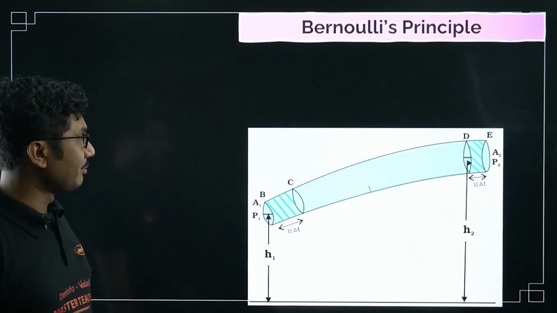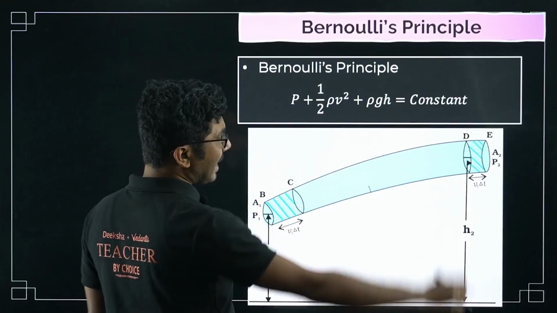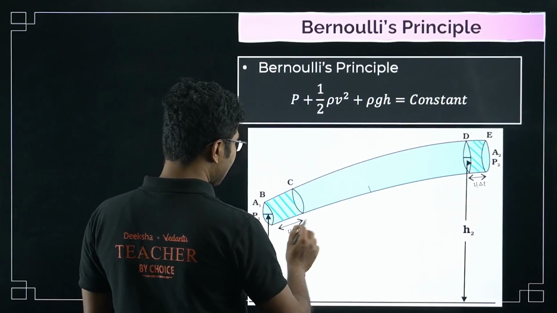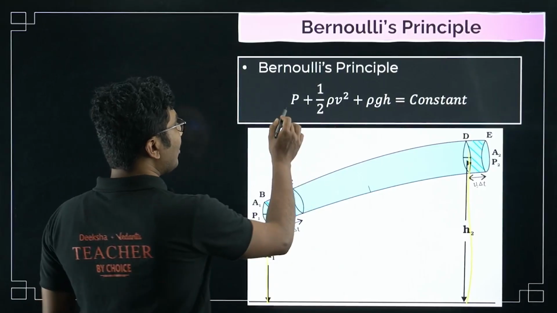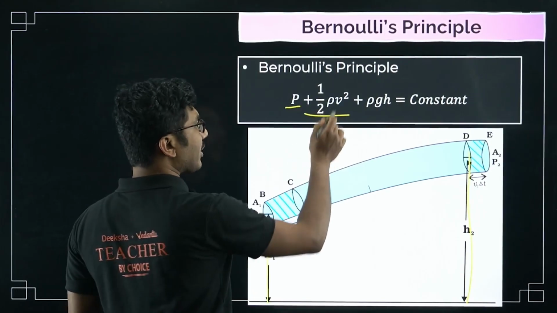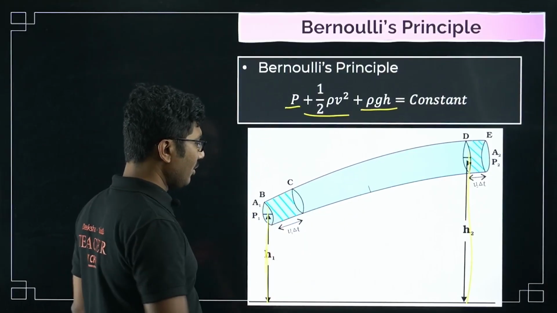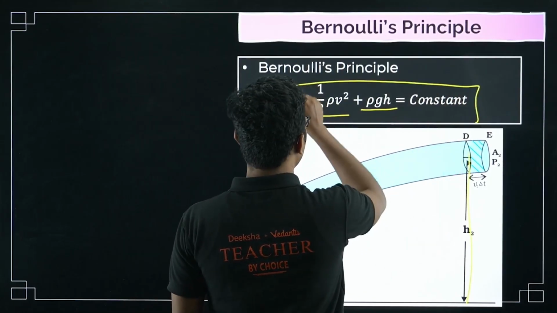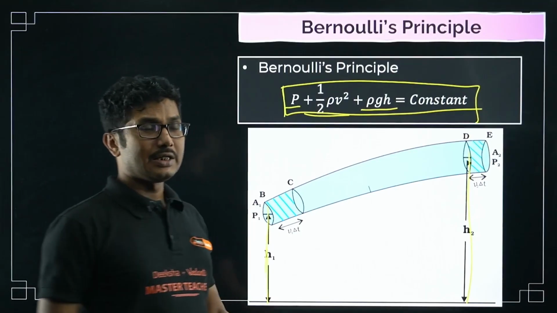Now, next is Bernoulli's principle. Bernoulli's principle says that we have a liquid going through a pipe. It is mainly about liquid motion. So liquid is passing through this, and some liquid is kept at height h1, some liquid at h2. Bernoulli says that pressure plus half rho v square, where rho is the density of the liquid and v is the speed of the fluid, plus rho gh, where h is the height, for a given liquid passing through a pipe will always be constant. So P plus half rho v square plus rho gh is always constant.